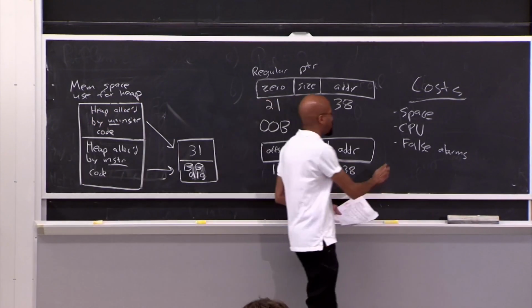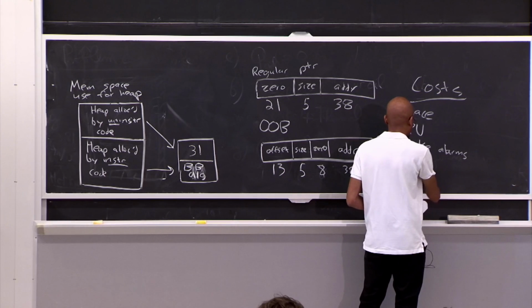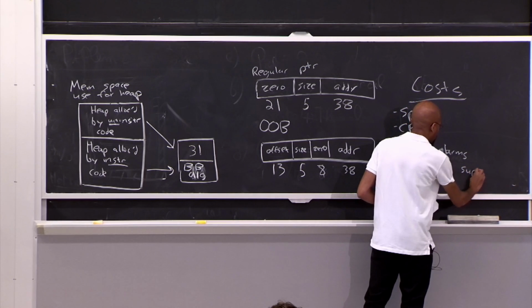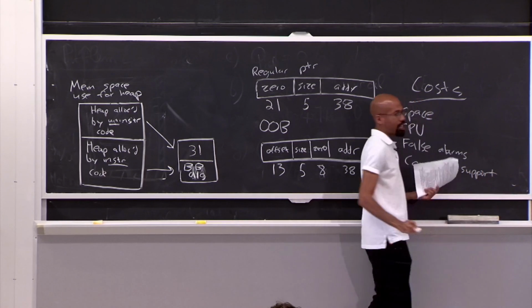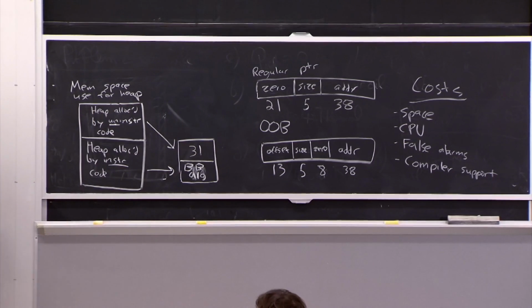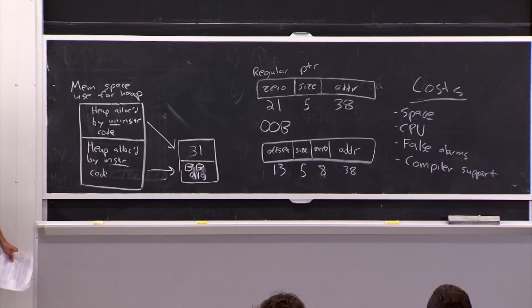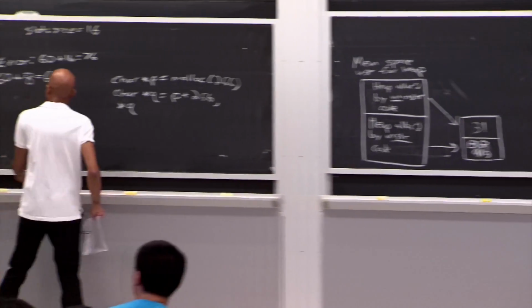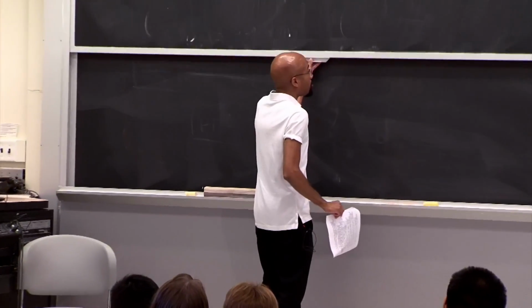And the other cost that you have, finally, is that you need compiler support, right, which can actually end up being non-trivial because you have to go in there and add all the instrumentation for all the pointer checks and so on and so forth. So those are basically the costs of these bounds checking approaches. That concludes the discussion of baggy bounds.